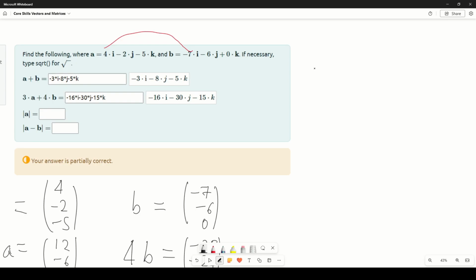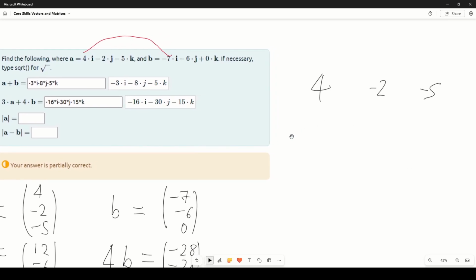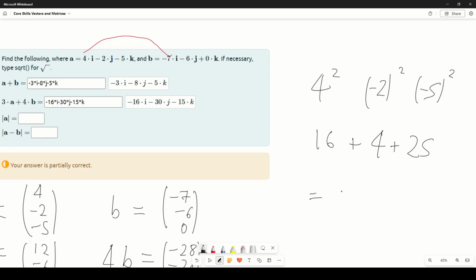So for the first bit, it says magnitude of A. So we're going to take all the terms of A, so 4, minus 2, and minus 5. And now we're going to square them, which would give us 16 plus 4 and 25. All right, and now we need to add them. So this would be 20, 45, I believe. Yep, so that'd be 45.